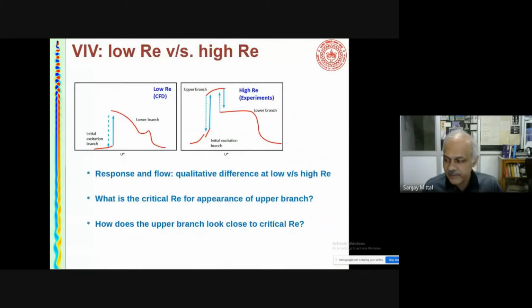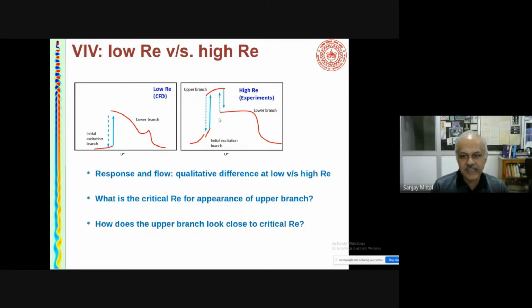Okay, so very quickly, because I want to show you some other interesting stuff. What happens at high Reynolds number? So these are some pictures I have taken from Khalak and Williamson. So the left one is at low Reynolds number, and the right is at high Reynolds number, which are usually by experiments. So one big difference is the amplitude. So you get an additional branch for high Reynolds number, where the amplitude of oscillation could be larger.